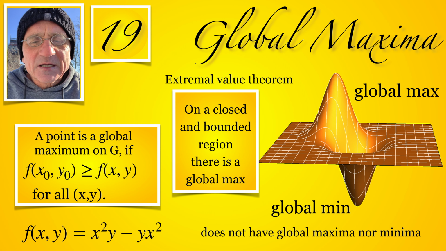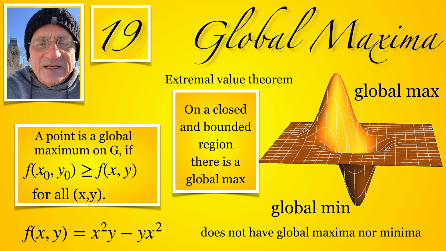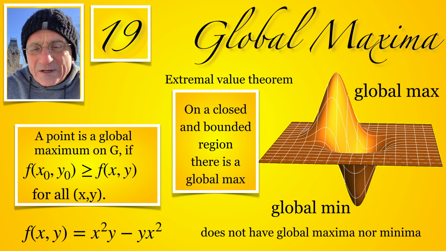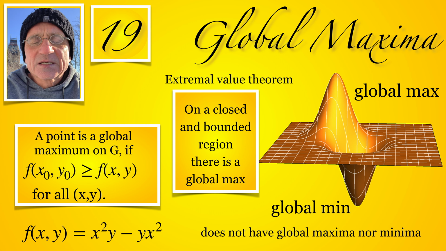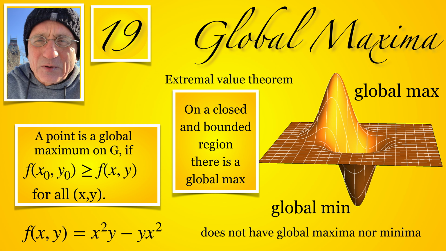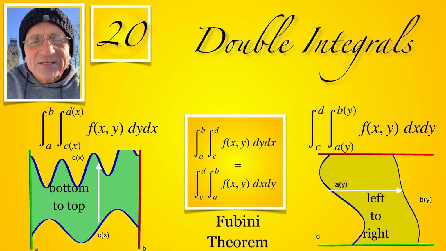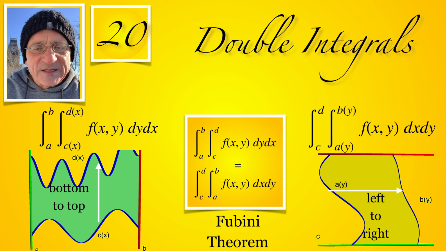To find global maxima, we look at local maxima as well as the behavior at the boundary or at infinity. On a closed and bounded region, there is always a global maximum and a global minimum. This is called Bolzano's extremal value theorem. Double integrals can be reduced to single integrals for special regions.